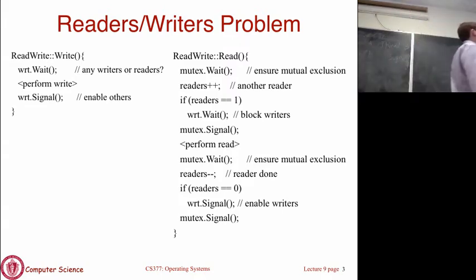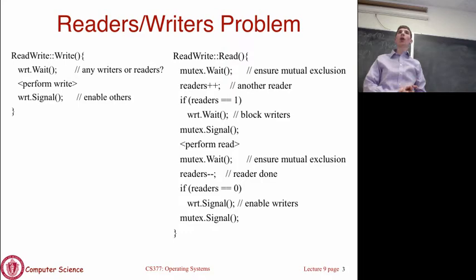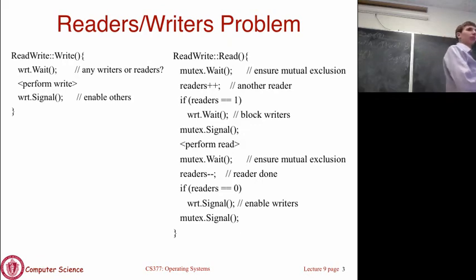So we already essentially talked about how a reader blocks a writer. The first reader that comes in calls wait on the write semaphore, and that blocks writers from executing. How does a writer block a reader from executing? If readers is equal to 1, then waiting on wrt will put that thing to sleep.